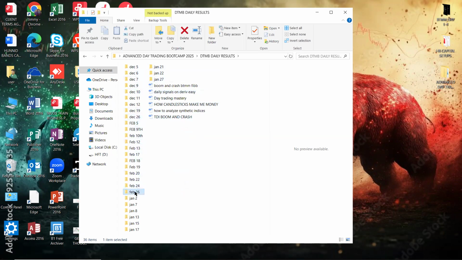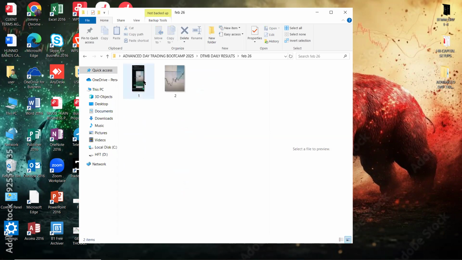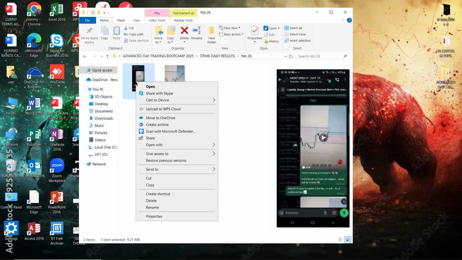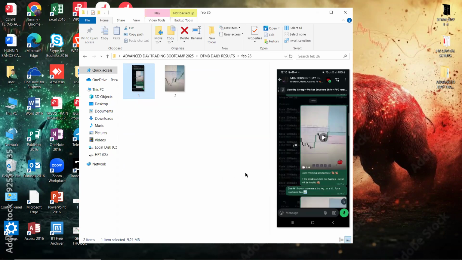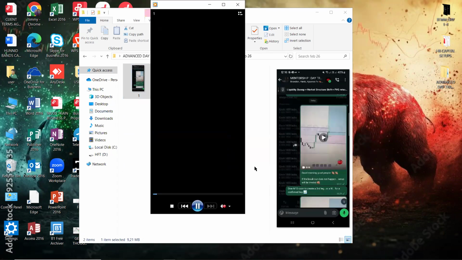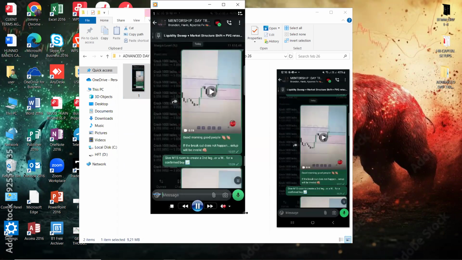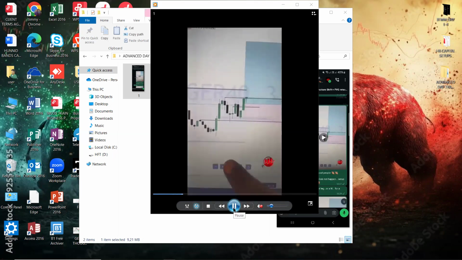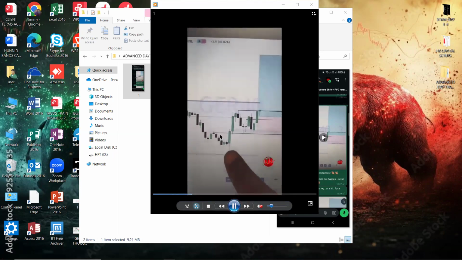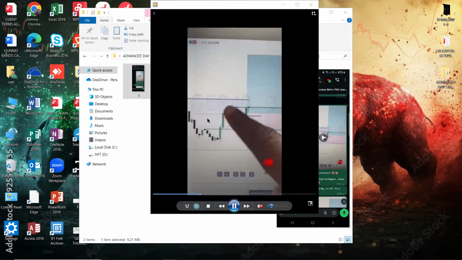Today is Feb 26. I'm just going to quickly play you a little clip of how we share our setups in the WhatsApp community. Let's make this a little bigger. I'm going to pause. Excuse me. So you can see, good morning. If this breakout does not happen, the setup will be invalid. This is where I was just explaining to the guys in the mentorship group.